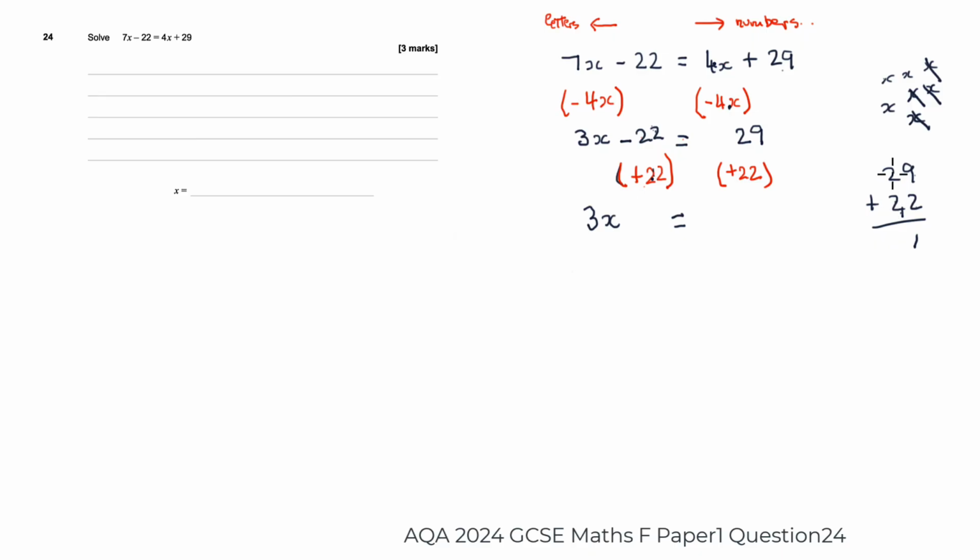1 and 2's 3 and 2's 5. So we get 51 for that.